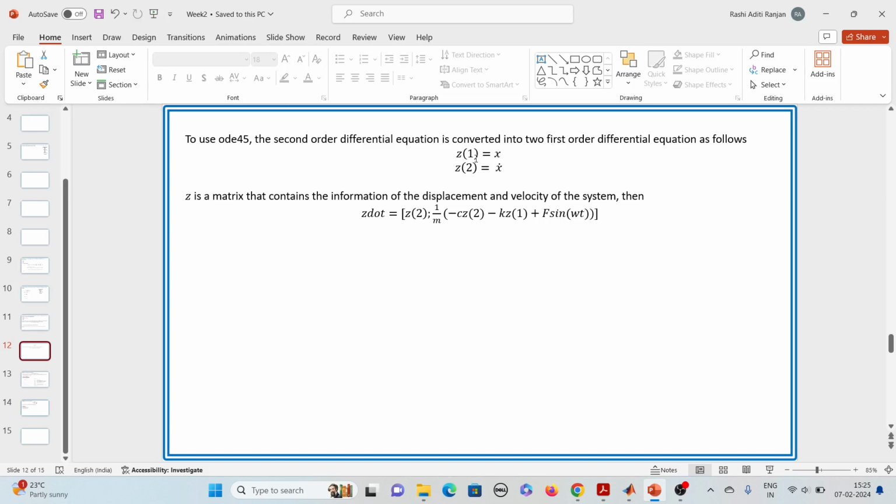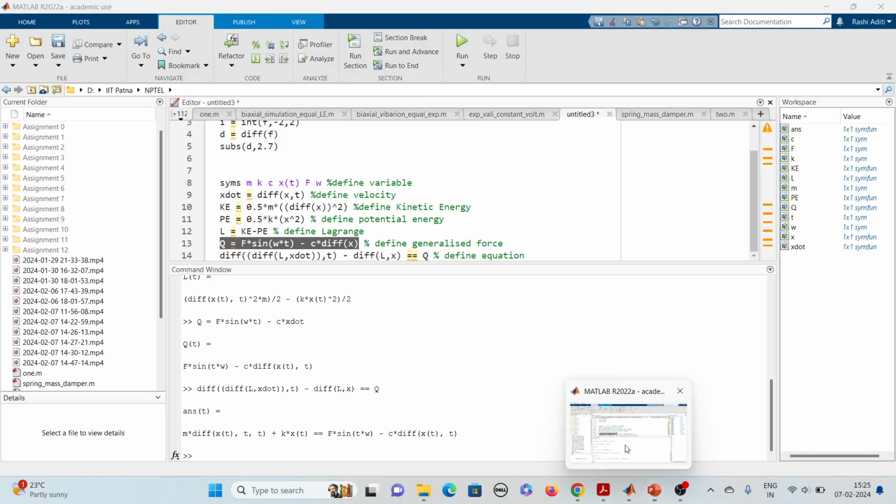See here, as I write, z of 1 is equal to x. Okay. And z of 2 is equal to x dot. So what is happening over here is that z of 1 is equal to x. So this 1 and 2 are essentially the index. Now when I say index, what I actually mean is, see here, I'll just tell you.